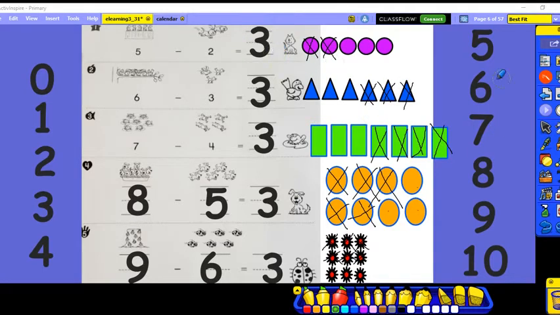Okay, so let's see. 3 plus 2. What is 3 plus 2? 3, 4, 5 is 5. See, if we go backwards, 3 plus 2 equals 5. We can check our subtraction with addition. So 5 minus 2 equals 3. 3 plus 2 equals 5.